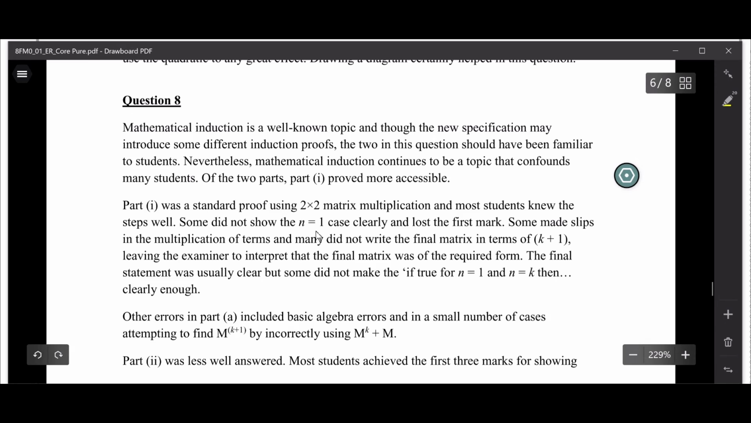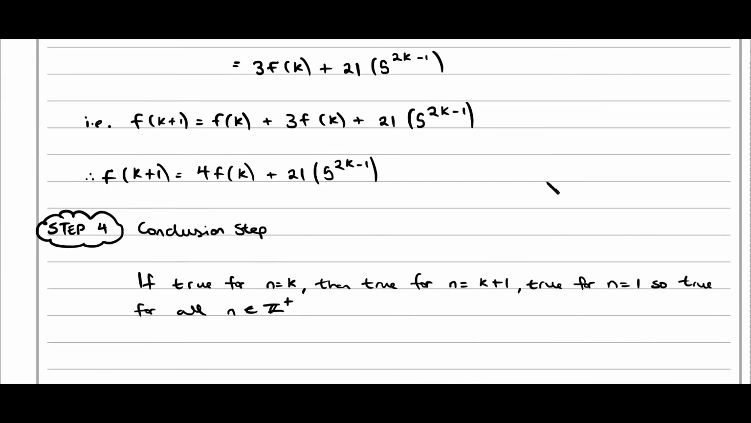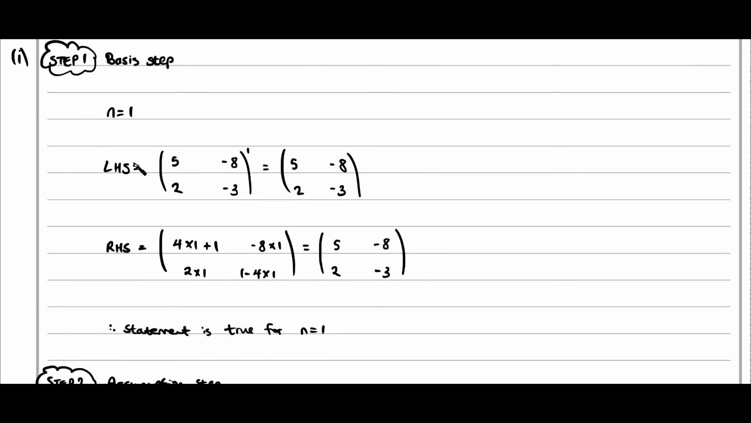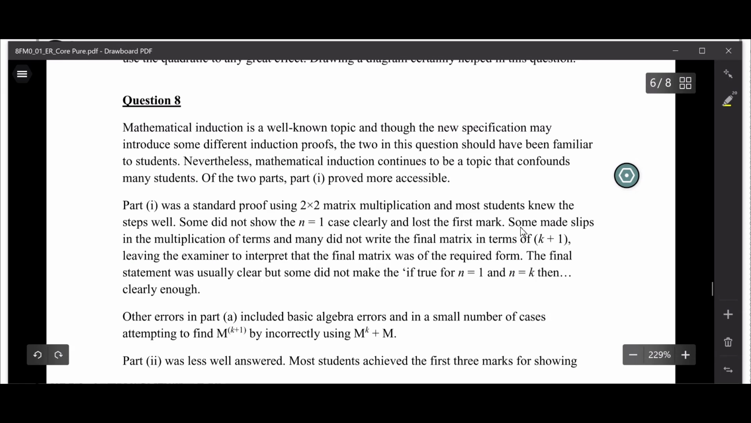And this was a standard proof using a 2x2 matrix multiplication, and most students knew the steps well. Some did not show the n equals 1 case clearly and lost a mark. Okay, so if I go back to that part of the question, when they talk about showing clearly, expand the full thing and work the full thing out when n equals 1.